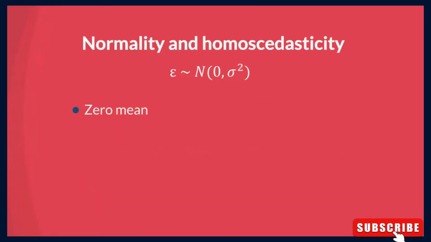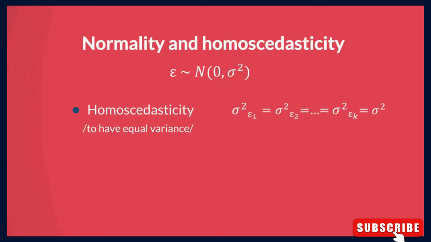What about a zero mean of error terms? Well, if the mean is not expected to be zero, then the line is not the best fitting one. However, having an intercept solves that problem, so in real life it is unusual to violate this part of the assumption. And homoscedasticity, what's that about? It means to have equal variance. So, the error terms should have equal variance one with the other.